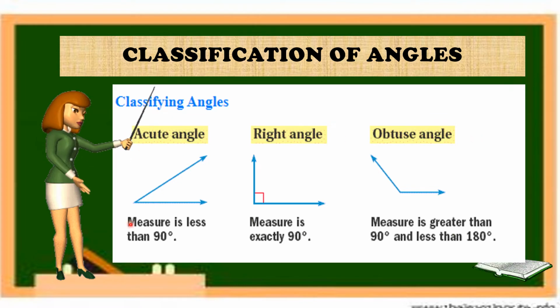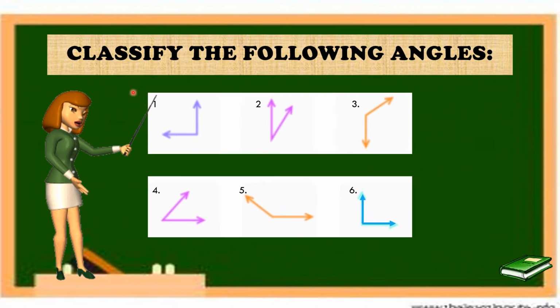An acute angle is an angle whose measure is less than 90 degrees. This is an acute angle. A right angle is an angle whose measure is exactly 90 degrees. This is a right angle, and an obtuse angle is an angle whose measure is greater than 90 degrees and less than 180 degrees. We need to classify the following angles. We have problem number 1 up to problem number 6. I am giving you time to answer the following problems.